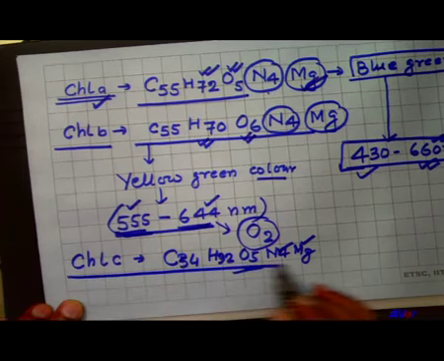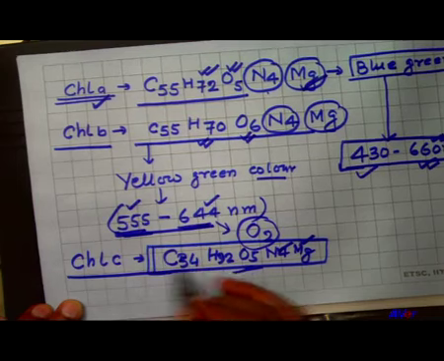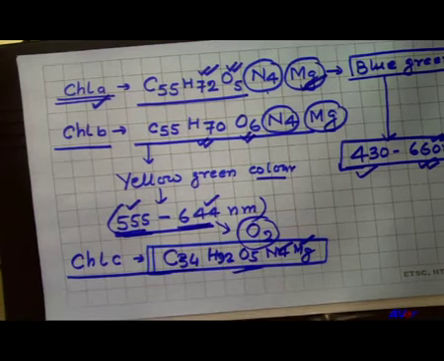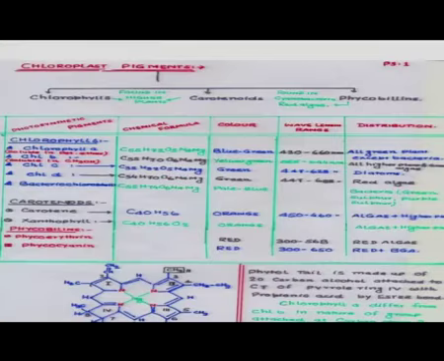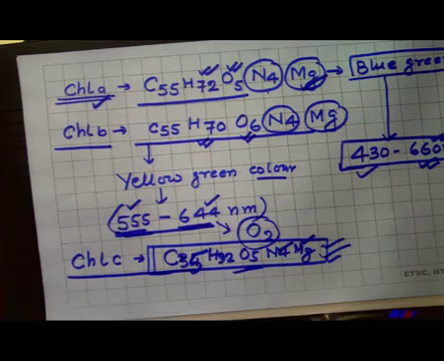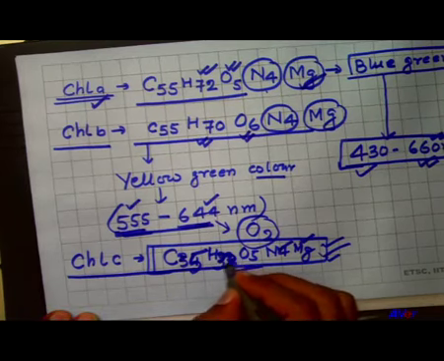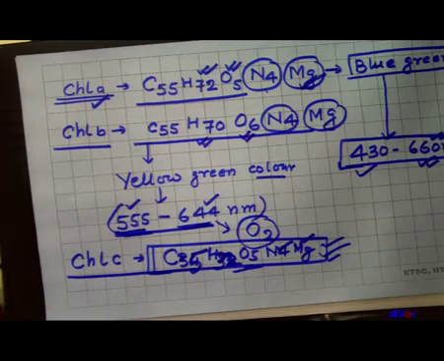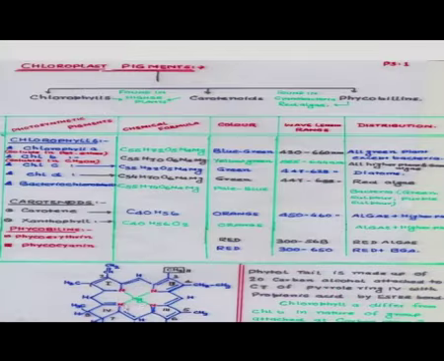Thank you, sir. Here the formula of chlorophyll C is C35H32O5N4Mg. Sorry, that is the correct formula. So, here is the main structure of chlorophyll. Here is the magnesium ion, nitrogen here, and in the second pyrrole ring, here is the methyl group, which in chlorophyll B is replaced.